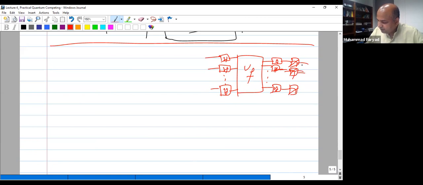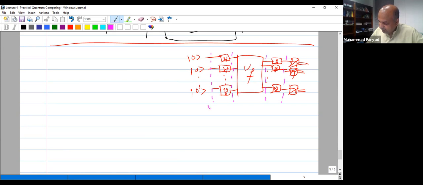Let's see if this can solve the problem or not. We set up this circuit in such a way that the input is initialized to the 0 state. So let me now pass through each step of this algorithm to see what it does. I'll divide it into parallel steps.